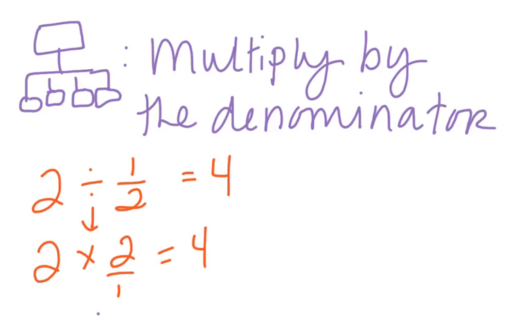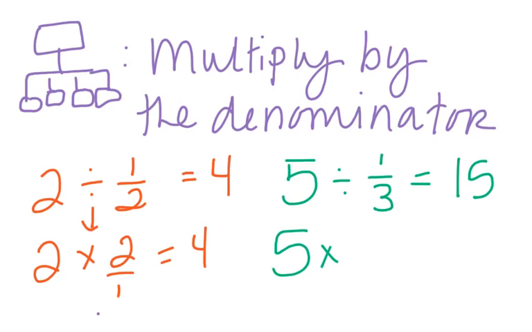Or the next example would be 5 divided by 1/3 equals 15. I have 1/3 pieces. How many pieces of 1/3 can I get out of 5 wholes? That's 15. We really multiplied by 3.